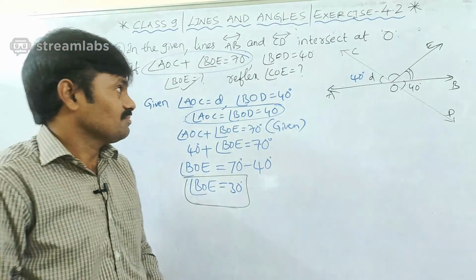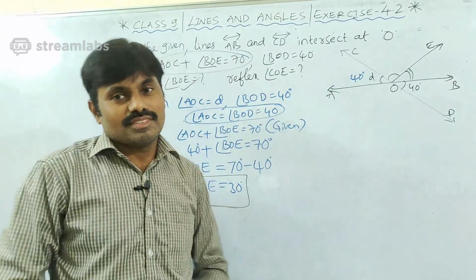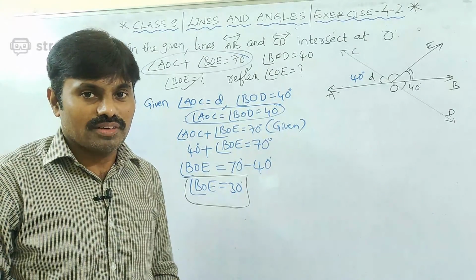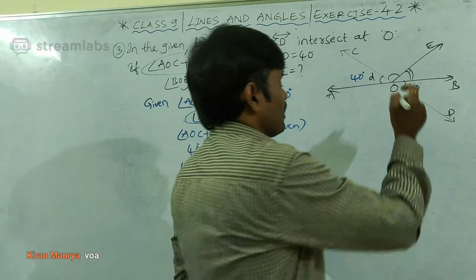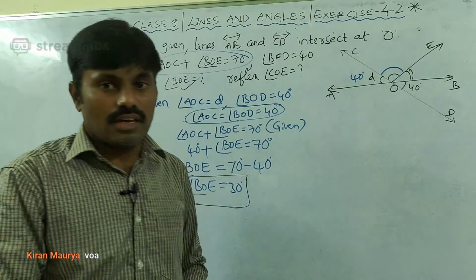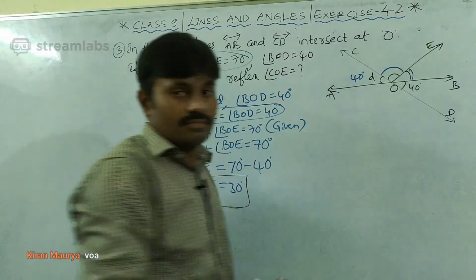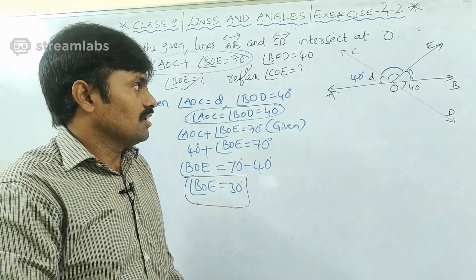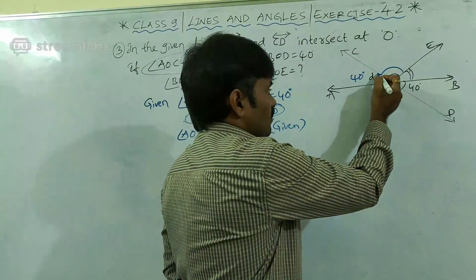Now the next one is we have to find the reflex angle COE. To find the reflex angle COE, this is the most important point. So what is angle COE here? I am marking it with blue. Okay, this is angle COE. Now I have to find reflex angle COE, which means this is the reflex angle.